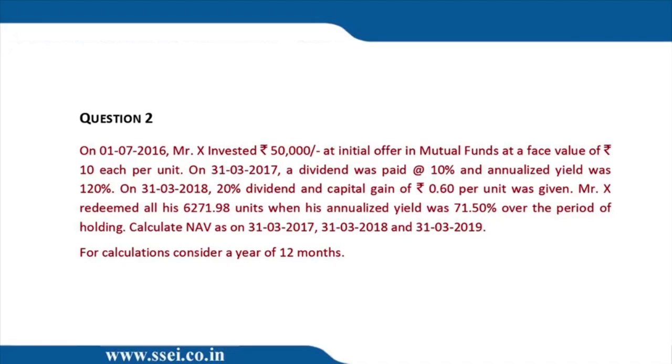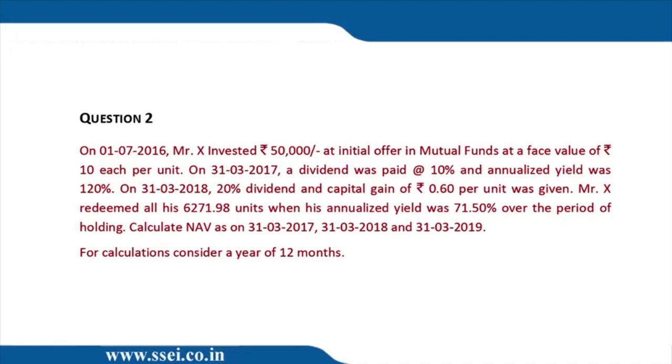So, we have a 90% return in the first 9 months. If you invest 50,000 and you earn 90%, how much do you earn? 45,000. Out of the 45,000, 5,000 is dividend. So the remaining 40,000 is in the form of NAV appreciation. Now the remaining 40,000 is on how many units? On 5,000 units. So the NAV appreciation is 40,000 divided by 5,000, which is 8. That means the NAV on 31st March 2017 is 10 plus 8, 18. Hope you understood. It's clear cut logic.